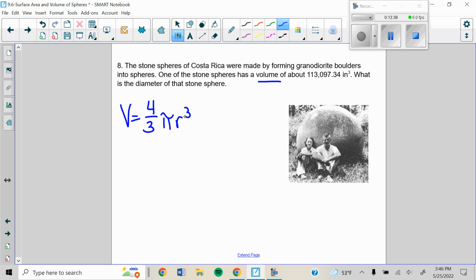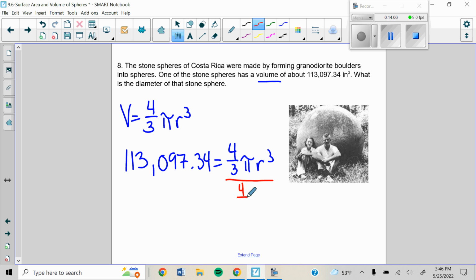All right, hopefully you came back, you've tried it out, you have some type of ideas. So we're going to type in 113,097.34 equals 4/3 pi r cubed. First step, set the volume that you're given equal to the volume formula. I want to get radius by itself, so the first thing we're going to do is divide by 4/3 pi on each side so that that cancels.